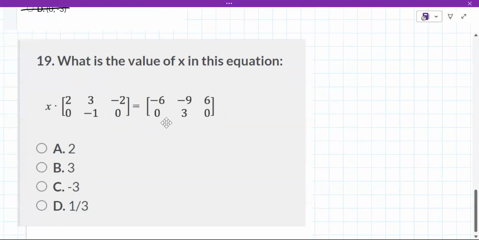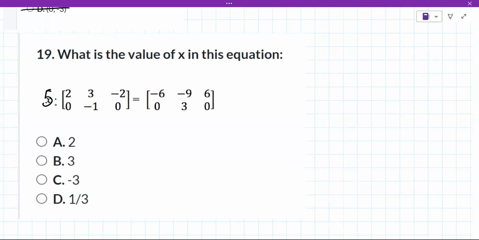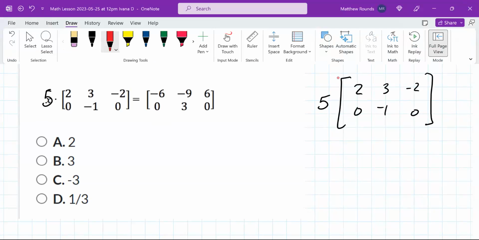All right. So this one may be a little awkward at first glance. You're like, what is going on here? There's an X here, a bunch of numbers and a bunch of numbers. The idea is that X is not really X. Think of it as a number. Like I'll just put a 5 here for a moment. 5 times 2, 0, 3, -1, -2, 0 means to multiply each of these by that number.